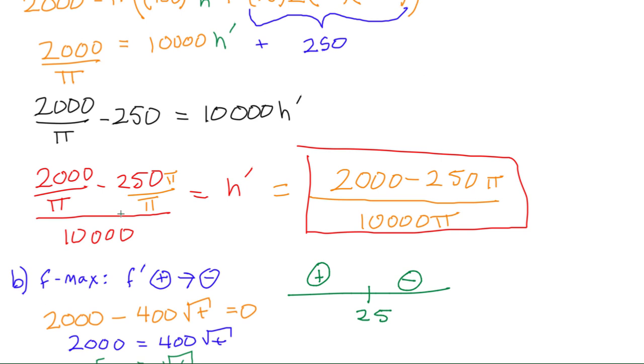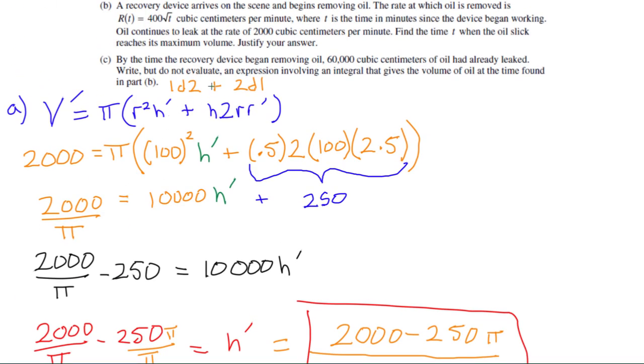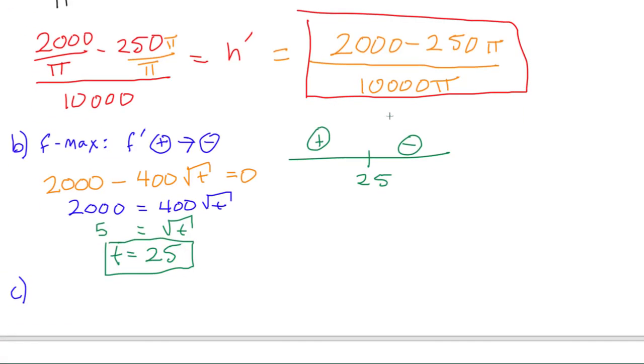All right, now for part C, we can actually do it. Write but do not evaluate an expression involving an integral that gives the volume of oil at the time found. So our integral is going to be from 0 to what? From 0 to 25 of our rate, right? 2,000 minus 400 square root of t, dt. Done. I apologize for that giant error.